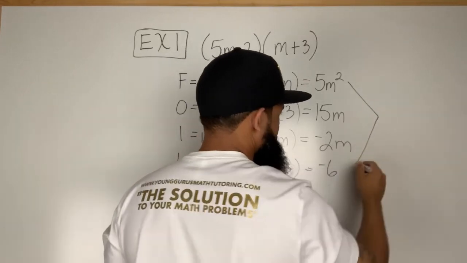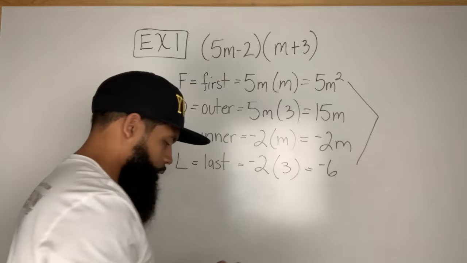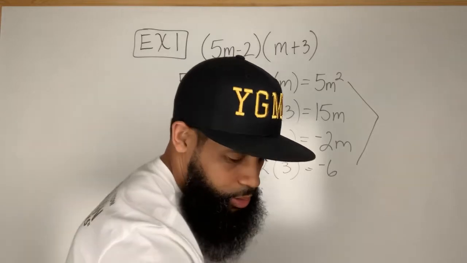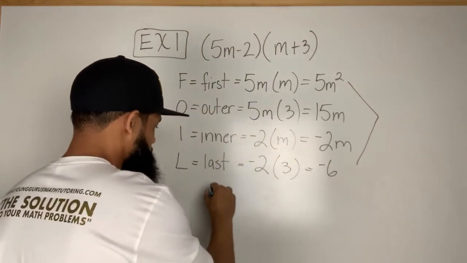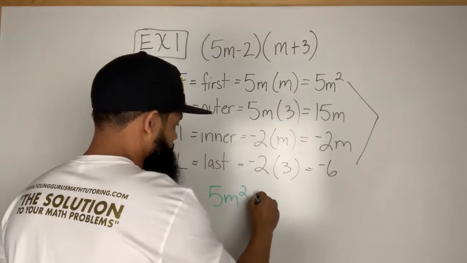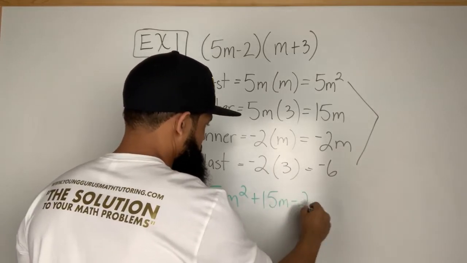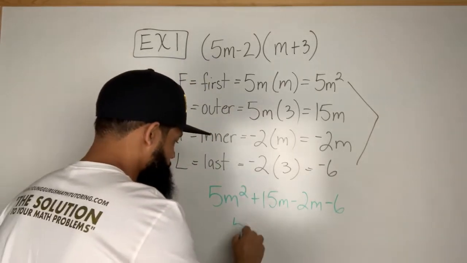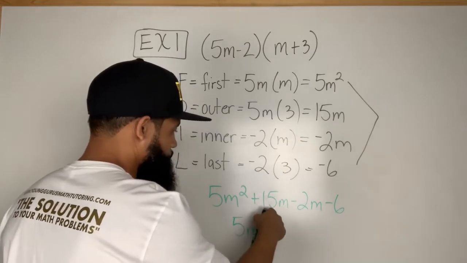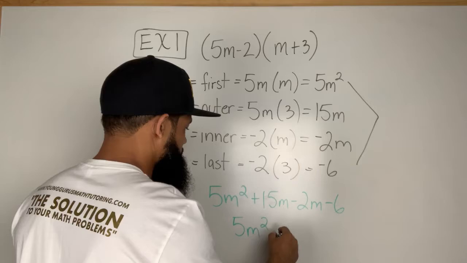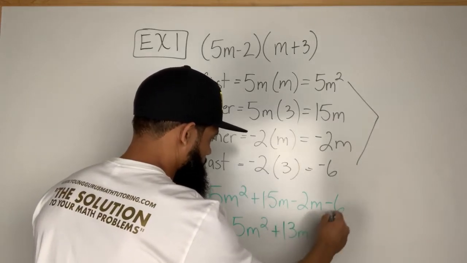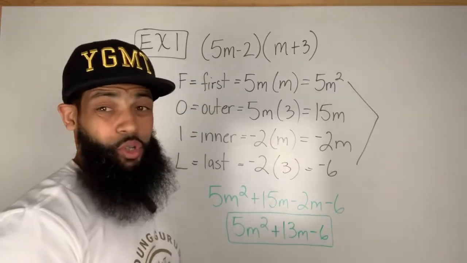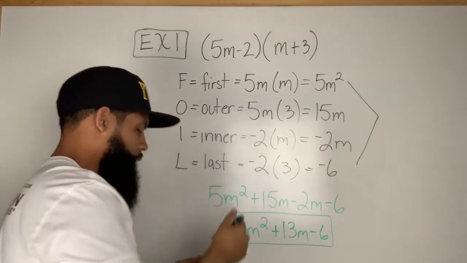I combine all these together, and I get 5m squared plus 15m minus 2m minus 6. Notice those two middle terms are like terms, so I'm just going to combine them to get 5m squared, 15m minus 2m is 13m, and then minus 6. Okay, that's the FOIL method. Remember, FOIL: first, outer, inner, and last.